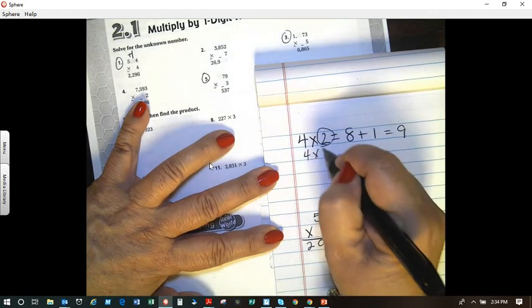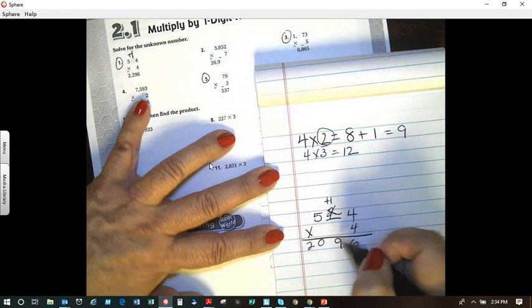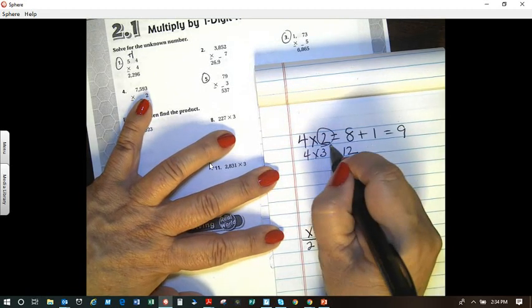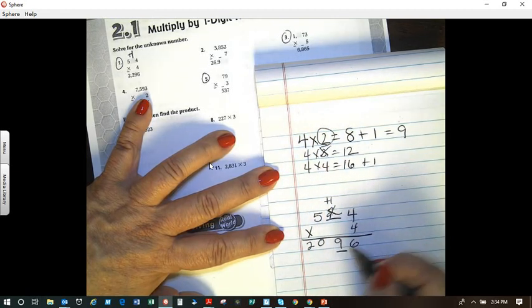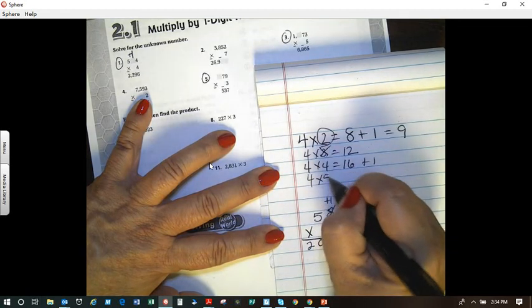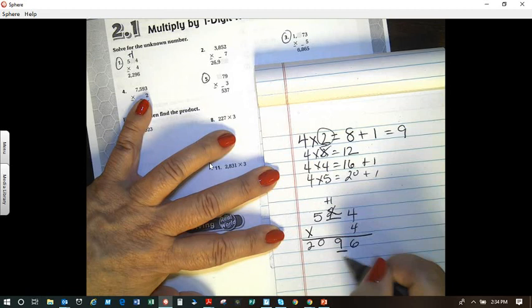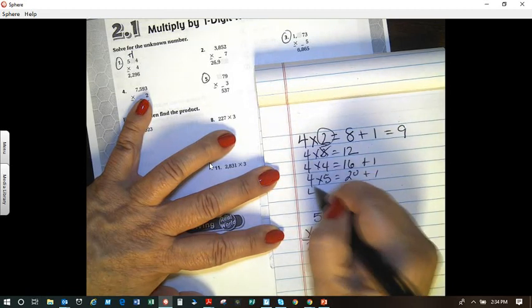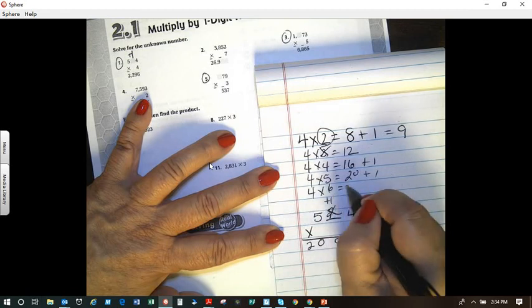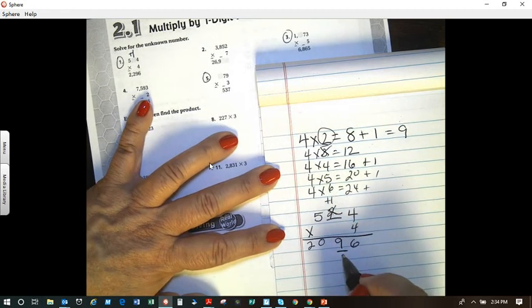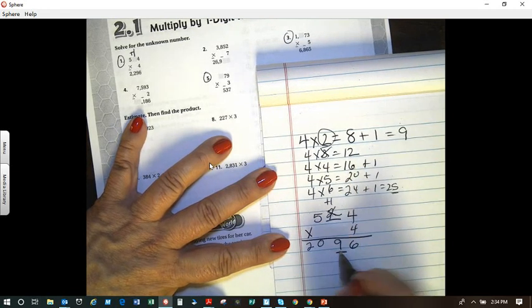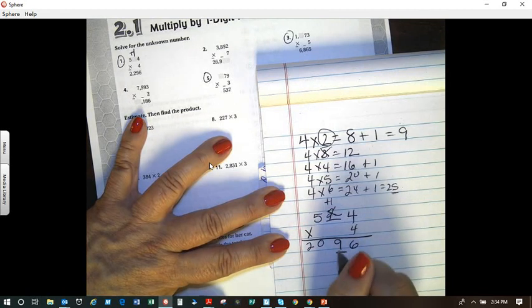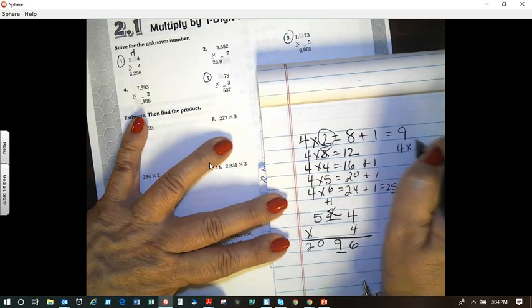4 times 3 equals 12 plus 1, that will give me a 9. Nope, that doesn't work. 4 times 4 equals 16 plus 1. That doesn't give me a 9. 4 times 5 equals 20 plus 1. That's not a 9. 4 times 6 is 24 plus 1. That's 25, and I need a 9 in the tens place, or in this place value here. 4 times, nope, skipped it. 7 equals 28 plus 1.